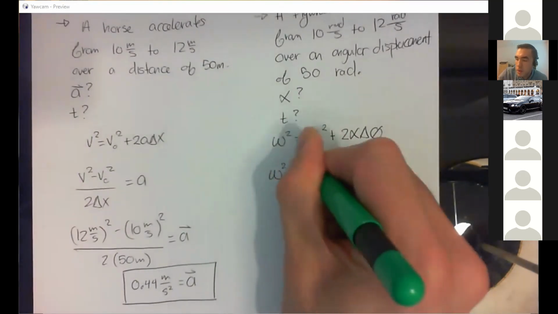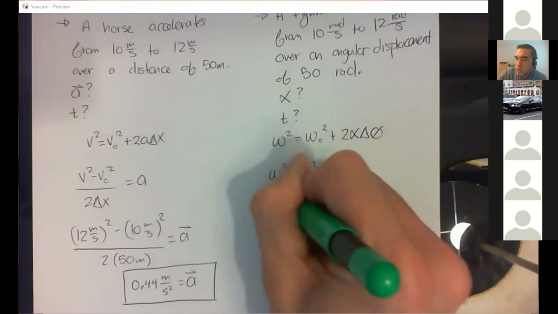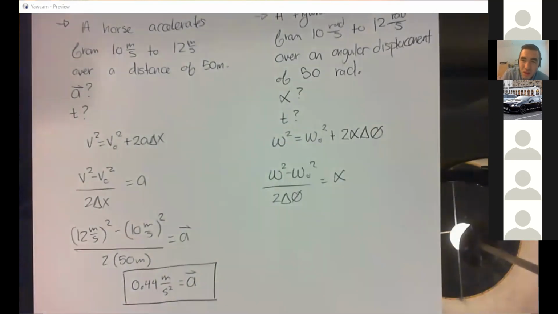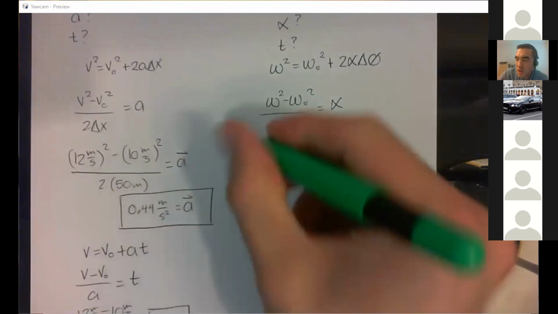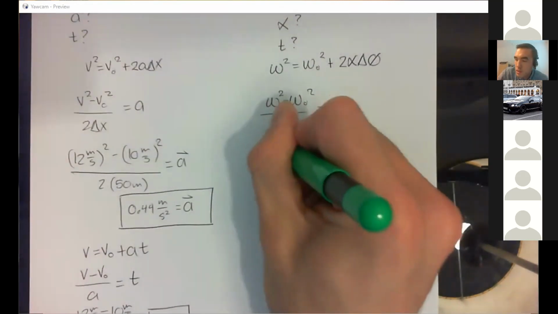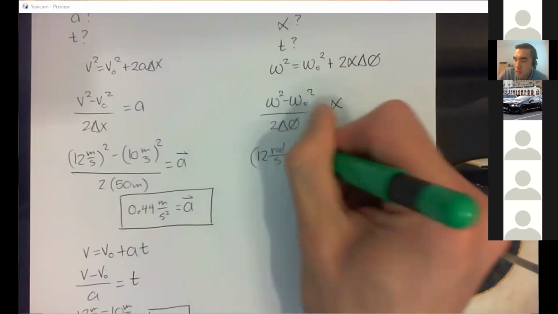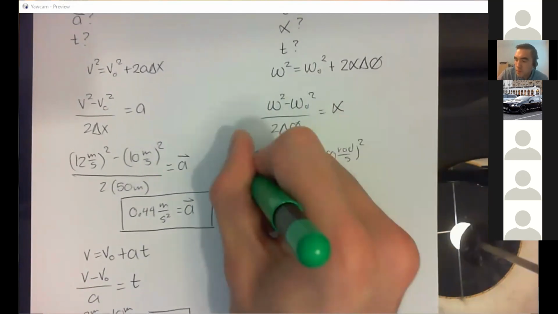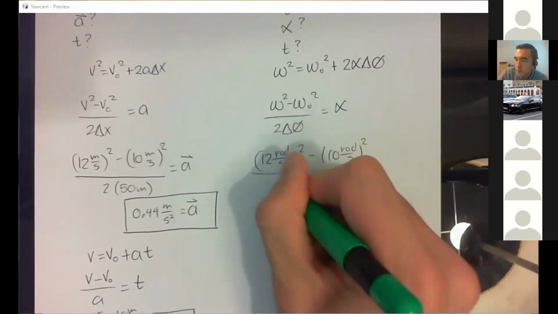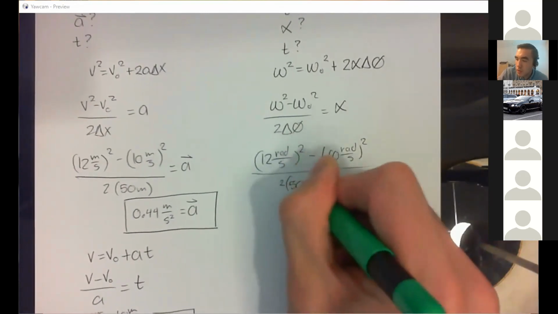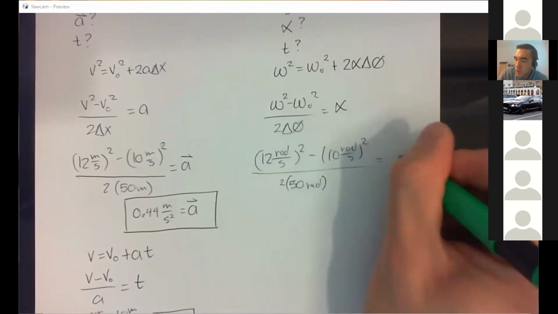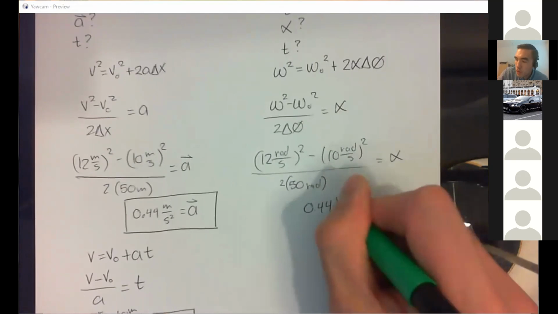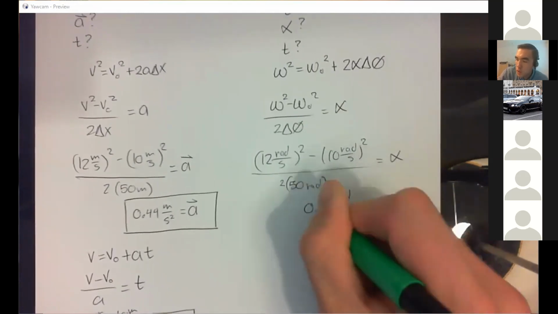Omega squared minus omega naught squared divided by 2 delta theta will give us our alpha. And because I used the same numbers, the answers are going to be exactly the same. It's 12 radians per second squared minus 10 radians per second squared divided by 2 times 50 radians. And this will give us alpha, where alpha is equal to 0.44 radians per second squared.